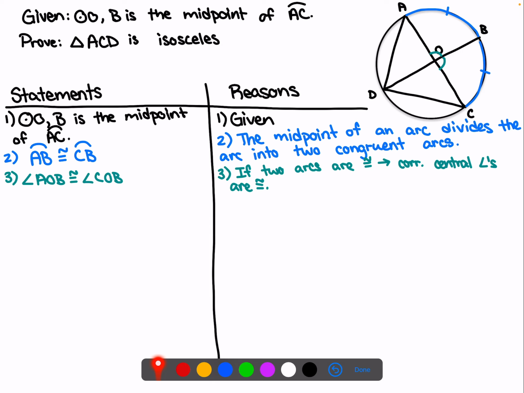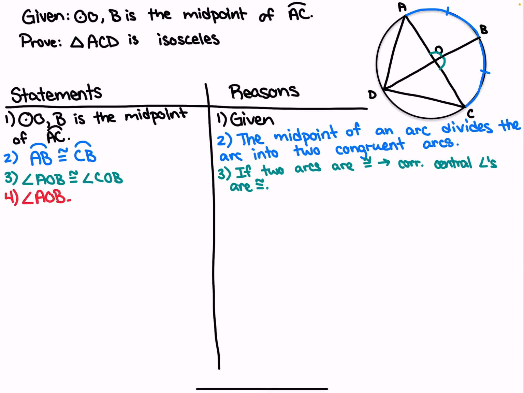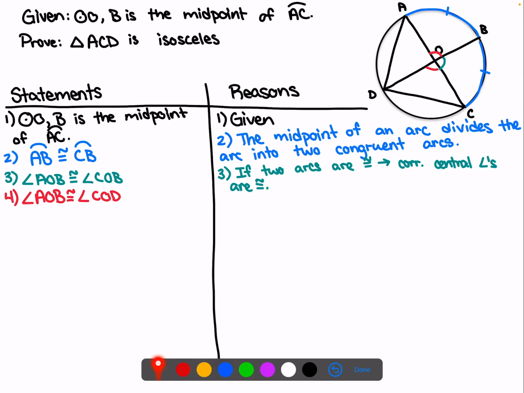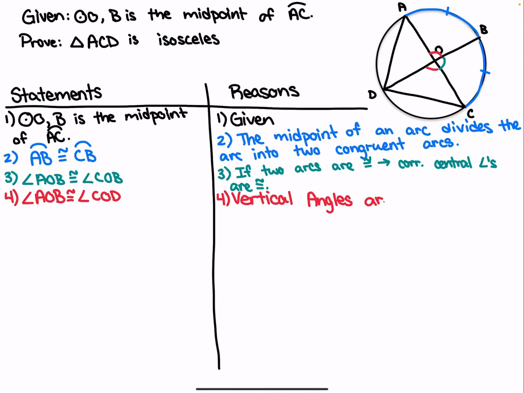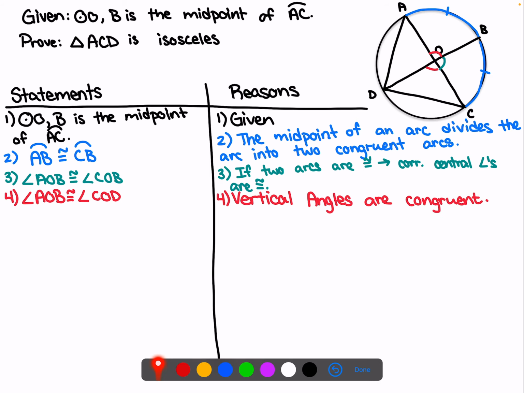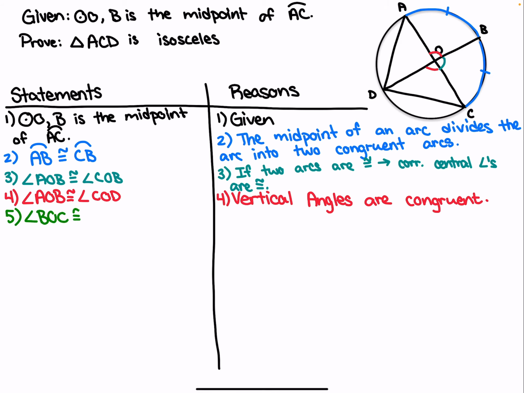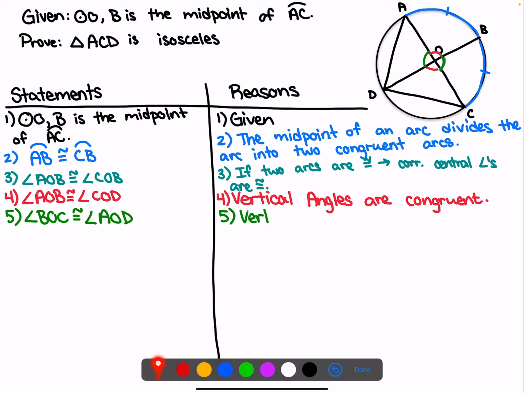Next up, we have angle AOB already. Now, it is congruent to another angle on the circle. That would be angle COD. And the reason I can say that these two angles are congruent is because they're vertical angles. So I can say angle AOB is congruent to angle COD because vertical angles are congruent. You can also say vertical angle theorem. That works just fine as well. I can do the same exact thing with angle COB and angle DOA. Those are also vertical angles, so they would also be congruent to each other.